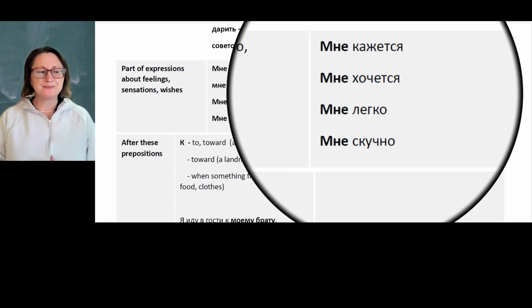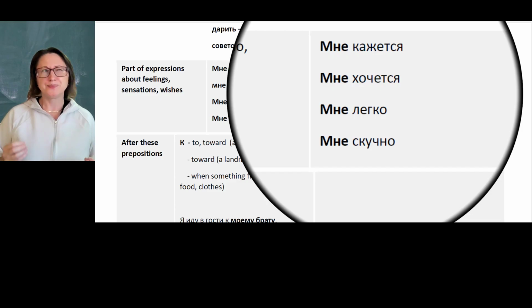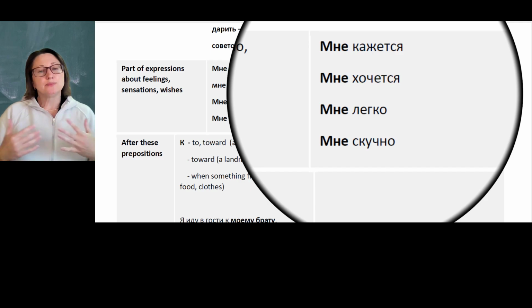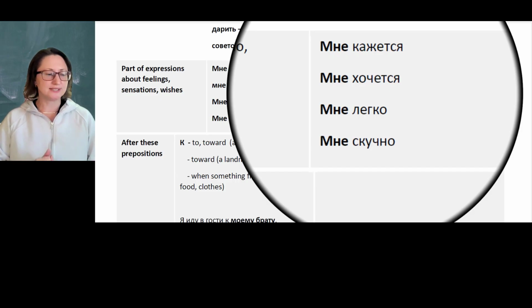Мне хочется is similar to я хочу, which is I want, but softer. It's kind of like I feel like doing something. So it's not necessarily a plan to do something. When we say я хочу сделать это, I want to do that, it sounds like a more certain plan. While мне хочется is like, мне так сейчас хочется мороженого. I so want some ice cream right now. Whether I will get it or not doesn't matter.